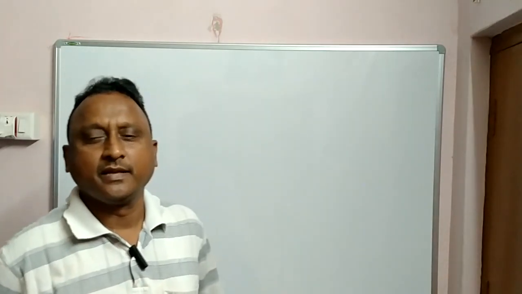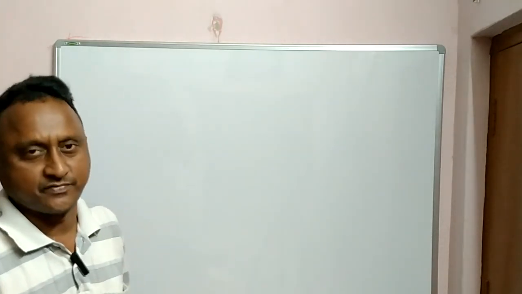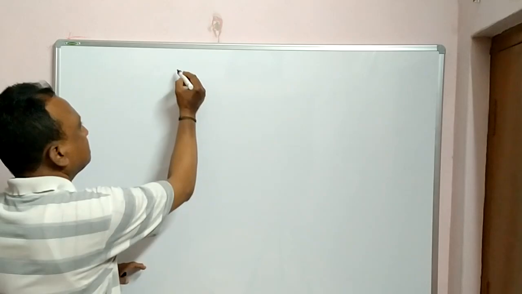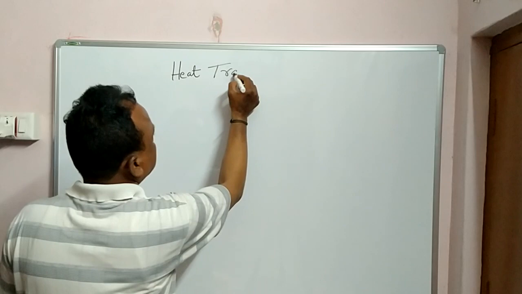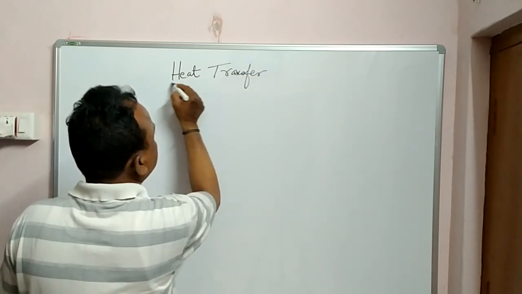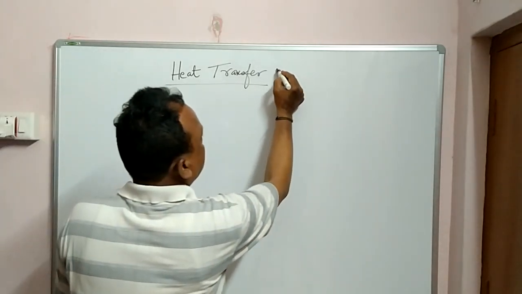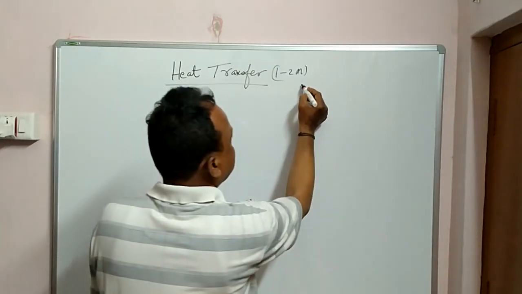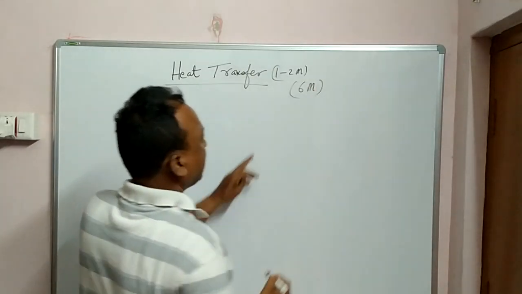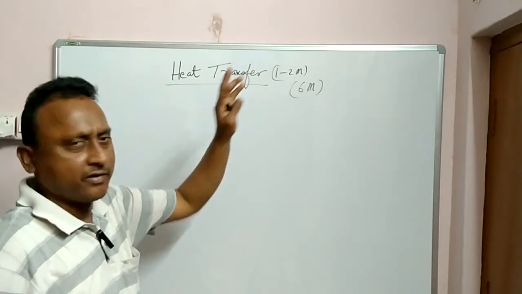Hi friends, today we'll be starting the chapter Thermal Properties of Matter part 2, that is called heat transfer. In this chapter, in MHT CET you will get around 1 to 2 marks, and in the NEET examination you will be getting around 6 marks hardly.